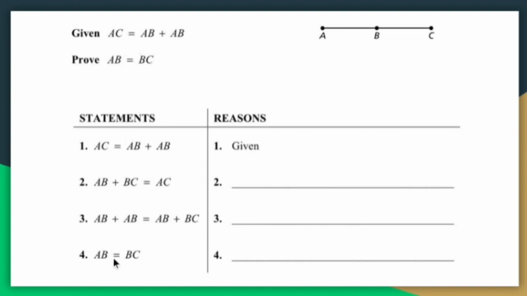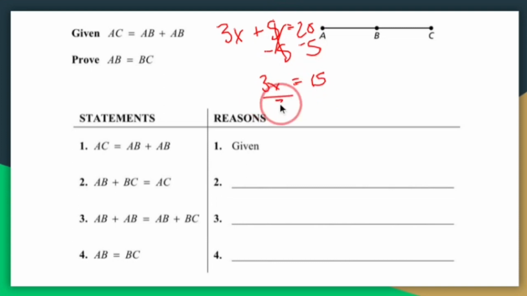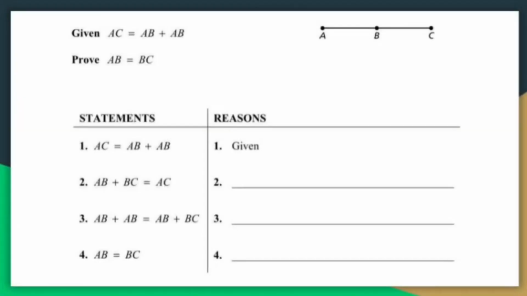Think of the statements as you're solving a two-step equation, right? And along the way, you show your work and you're just kind of whittling your way down. The statements on the left side are basically the work that you show. Now, what I would do is I would say, subtraction property of inequality, division property of inequality. Those are my reasons.